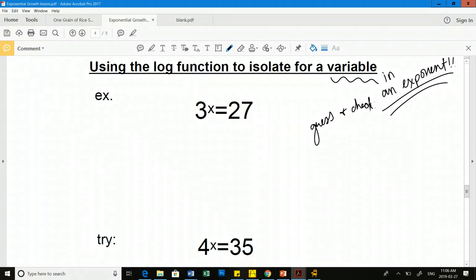I want to know 3 to what exponent gives me 27. So I might sub into my calculator 3 to the exponent 4, and I would get 81. Then I would try 3 to the exponent 3, and I would get 27. So I know by guessing and checking, subbing in a variety of exponents with bases of 3, that x is 3.